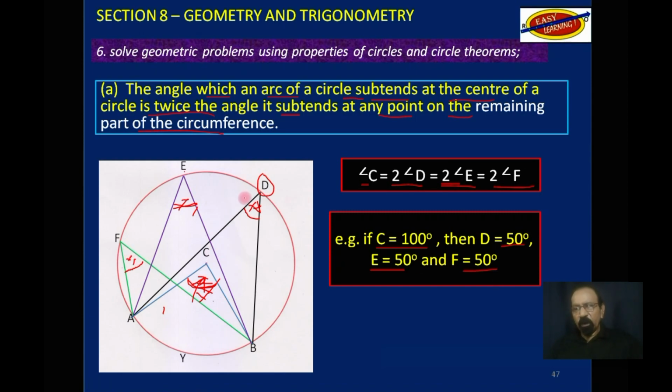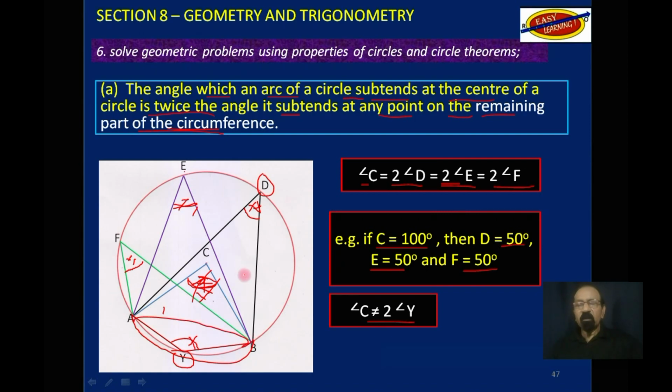Now that applies for the remaining part of the circumference. It does not apply to this Y here. So if you try to draw an angle here, this angle at C is not twice that one there, 2Y. It only applies to angle on the remaining part of the circumference, not this arc here that you are already using, but the rest of the circumference.